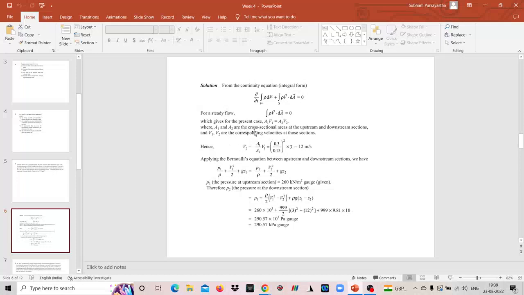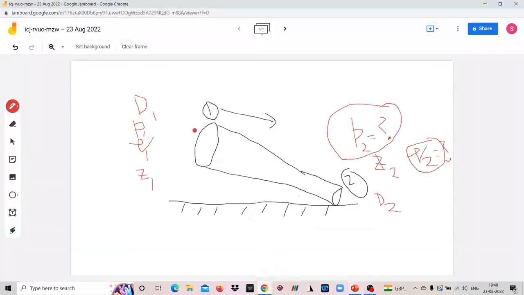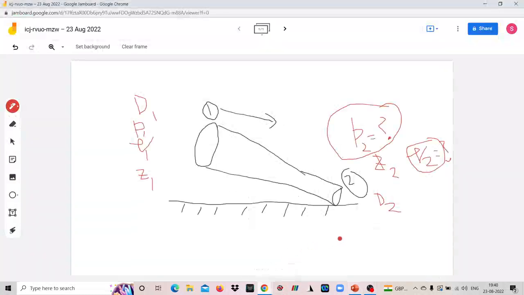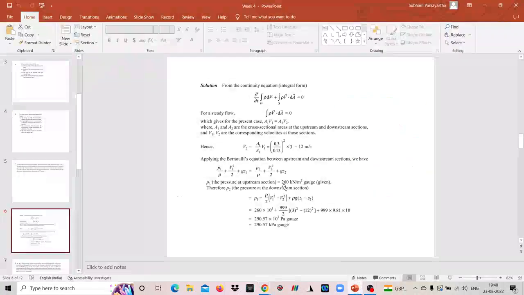Anyways, so from this A1 V1 equal to A2 V2, since the diameters D1 and D2 are known to us, we can find the areas A1 and A2 because it is a pipe, circular cross section. So pi d square by 4 is the area, you can find the area. If you know the area, you know the velocity from A1 V1 equal to A2 V2, you can find V2. That is, you can find the velocity at section 2.